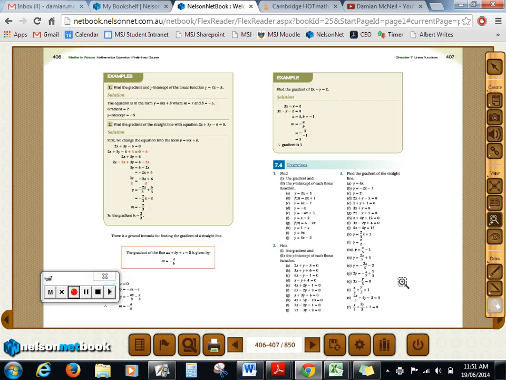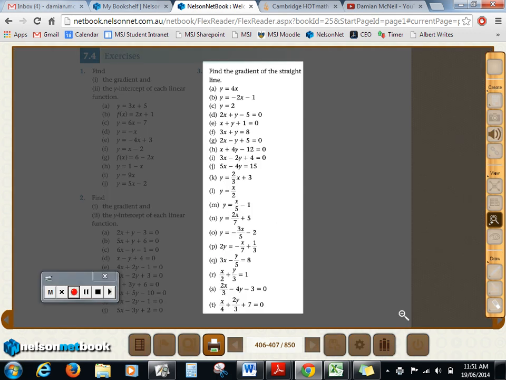So all we need to do now is, there's a long amount of work there, just finding gradients and reading them off in both general and other weird and wonderful forms. So off you go and do 7.4.